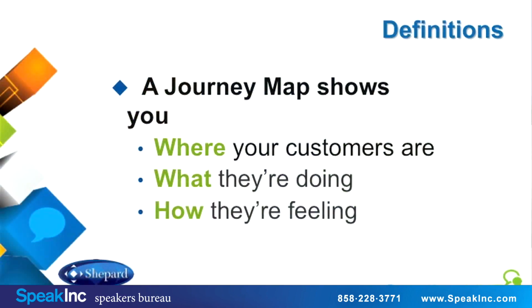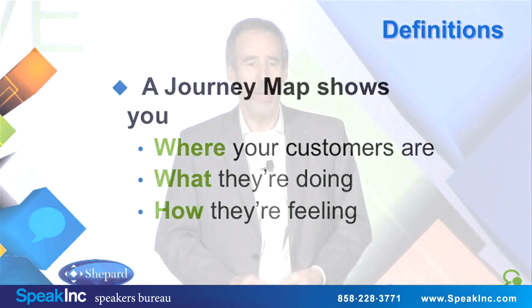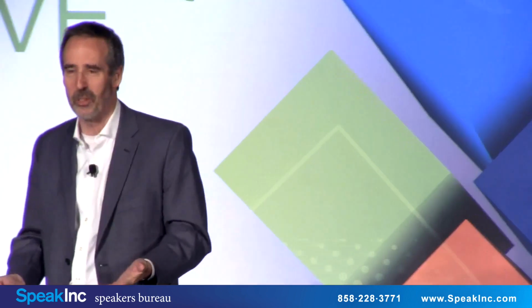But a journey map needs to do 3 things to be successful for you. It needs to show you where your customers are, what they're doing, and how they're feeling. How do you represent feelings on a map? If we go back to the London Tube map, there are no feelings there. The Lego map, there are no feelings there. How do you introduce emotions into a graphic? Any ideas? This is a real question.